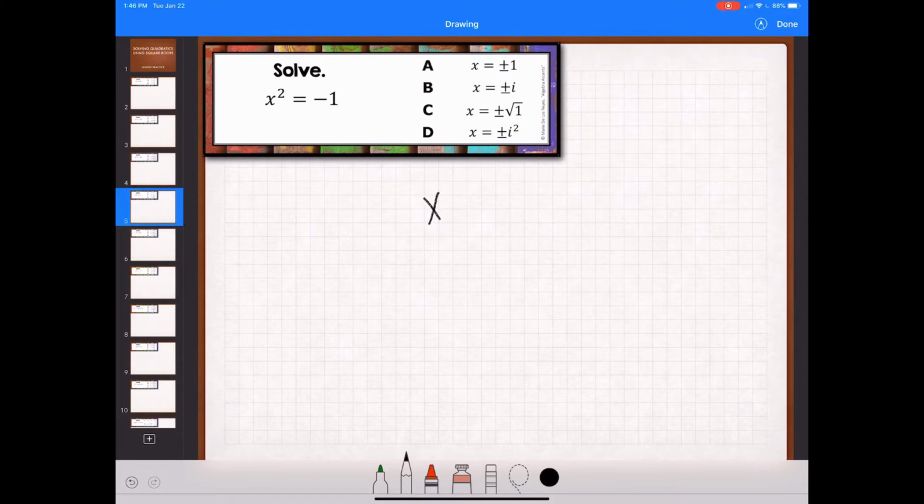Okay. x squared equals negative 1. Take the square root. x equals positive and negative, and square root of negative 1 is just i.